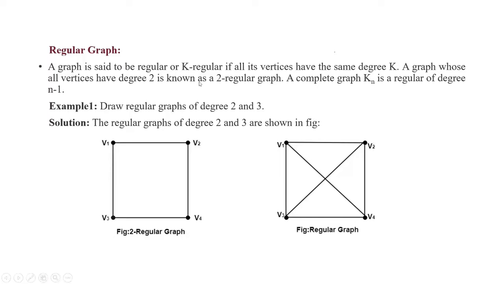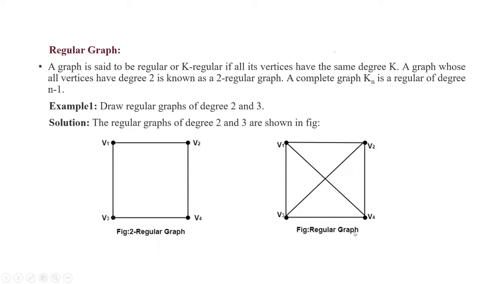So here the question is to draw a regular graph of degree 2 and 3. Whenever we have to draw a regular graph of degree 2, as per the definition, all the vertices are of degree 2. So this is a 2-regular graph. How many vertices are here? 4 vertices, V1, V2, V3, and V4. Every vertex is of degree 2. So this is called a 2-regular graph.